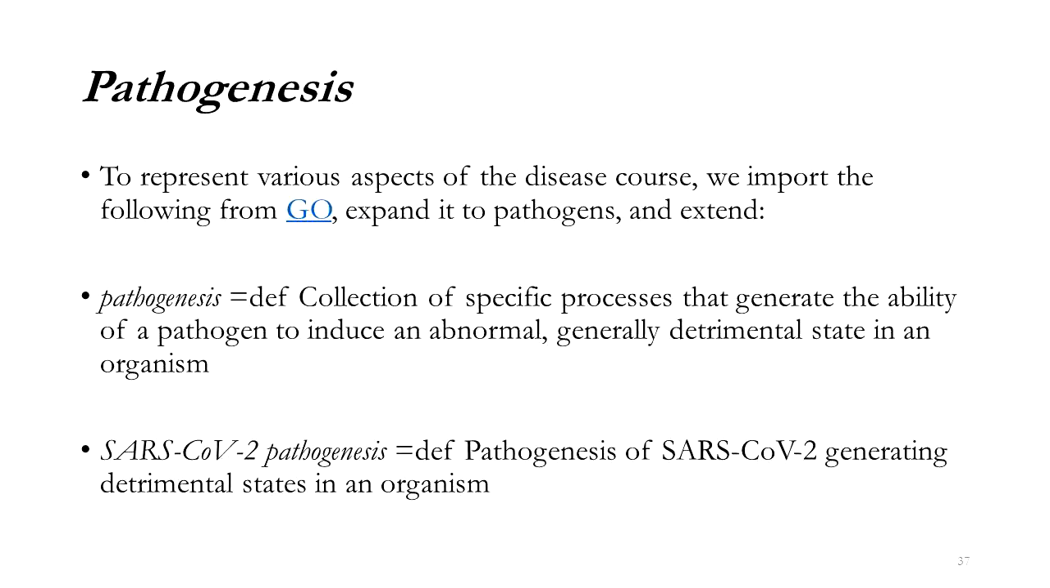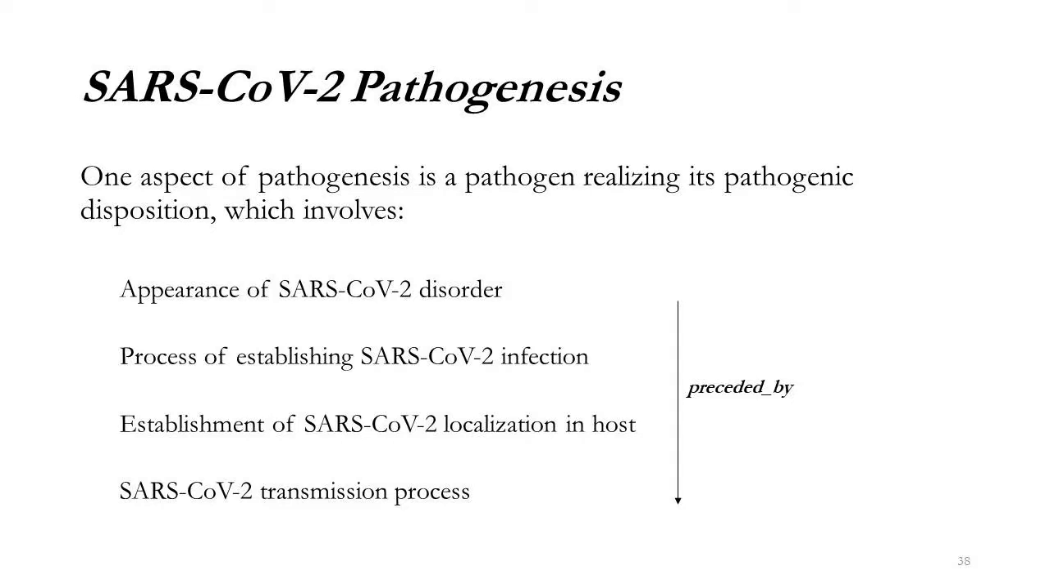We represent various aspects of the disease course by importing this term pathogenesis, which we have pulled in from the Gene Ontology and supplemented the definition. Collections of specific processes that generate the ability of a pathogen to induce an abnormal or generally detrimental state in an organism. We can extend this further by introducing a subclass for SARS-CoV-2. Here are some aspects we identify and keep clear in the ontology associated with SARS-CoV-2: transmission process, establishment of localization in a host, establishing an infection, and the appearance of disorder.